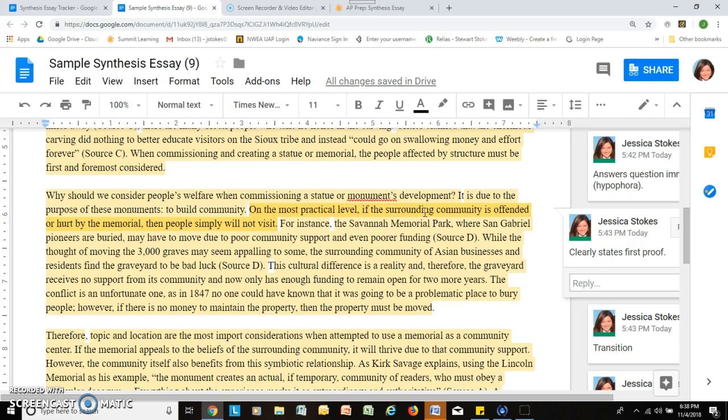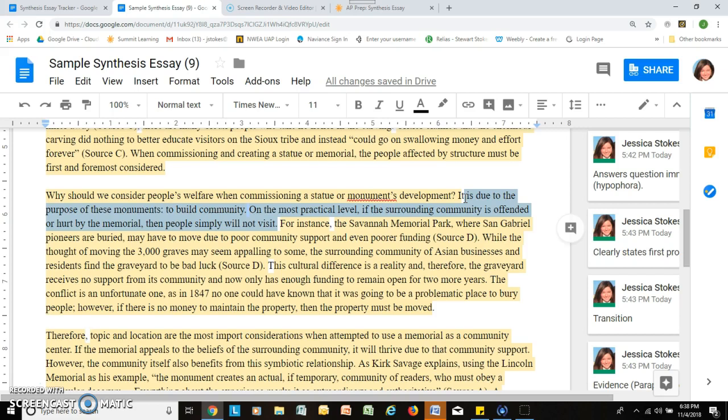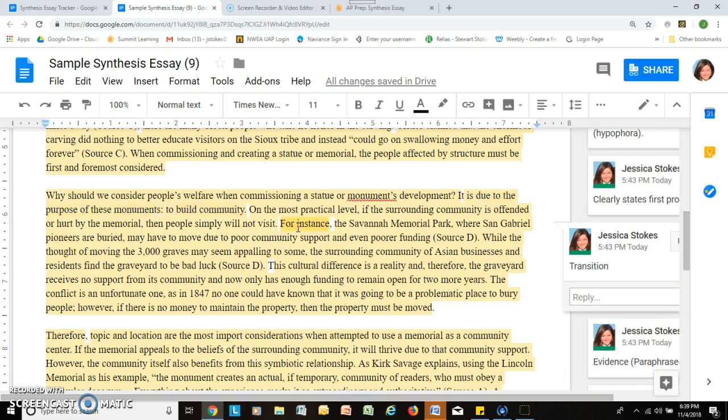"On the most practical level, if the surrounding community is offended or hurt by the memorials, then people will simply not visit." So when you look at these two sentences together as the topic sentence, what we see is that it's going to talk about how community is important, but more specifically, it's going to talk about how, if community isn't put as the most important consideration for a monument's development, it's going to result in not only hurting the community, but hurting the memorial itself. So that's what this paragraph is going to prove. Also note the really cool style where it's using the colon. And let's continue forward.